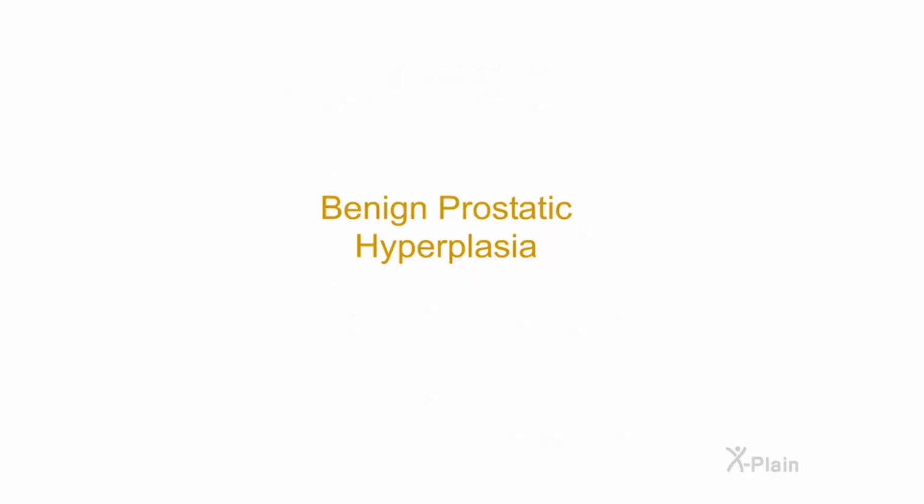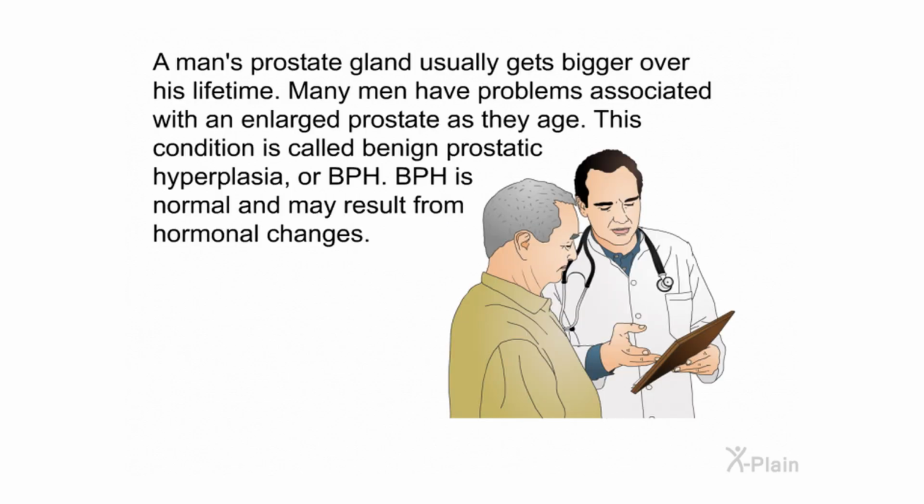Benign prostatic hyperplasia. A man's prostate gland usually gets bigger over his lifetime. Many men have problems associated with an enlarged prostate as they age. This condition is called Benign Prostatic Hyperplasia, or BPH. BPH is normal and may result from hormonal changes.